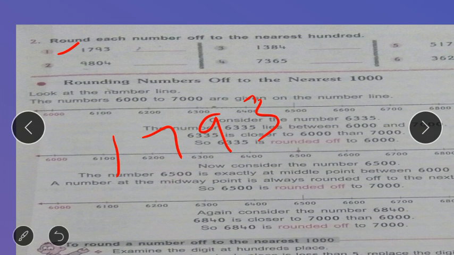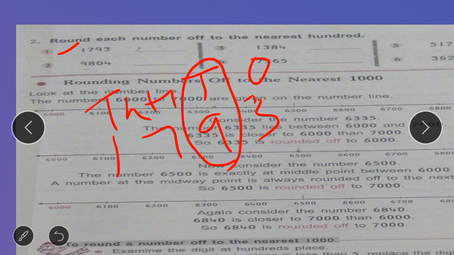Nearest 100, children, this is ones, tens, 100, 1000. As I have told you, for rounding off a number to the nearest 100, you have to see the tens place. Is the tens place more than 5 or less than 5? It is more than 5, so here it will be 0, 0, and here you have to increase 1. Then it will be 1800. Clear?